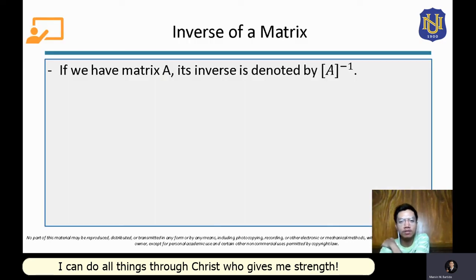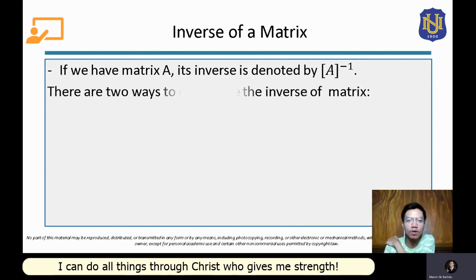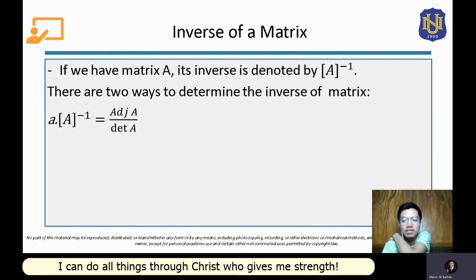Now let's proceed to the inverse of a matrix. If we have matrix A, its inverse is denoted by A raised to -1. There are two ways or methods to determine the inverse of a matrix. The first one is by using this formula. The inverse of matrix A will just be equal to the adjoint of A over the determinant of matrix A. The adjoint of A, we have already discussed in our previous slide. So that will be our first method.